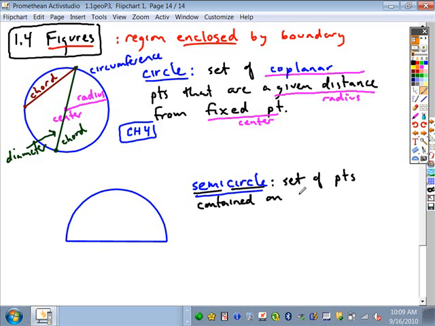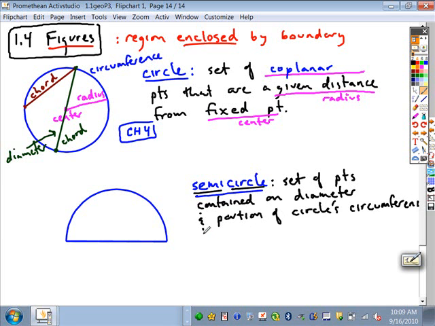It's a set of points that are contained on the diameter and the portion of a circle that are cut off by that diameter. So basically it's half of a circle. When you talk about the semicircle, it's the entire thing. So it's this whole curved portion. That's line 1. Line 2 is this diameter.